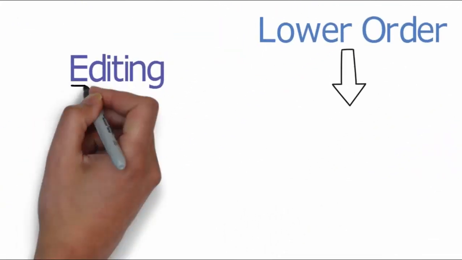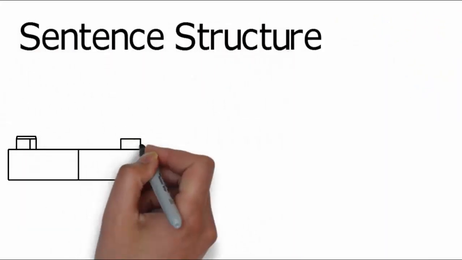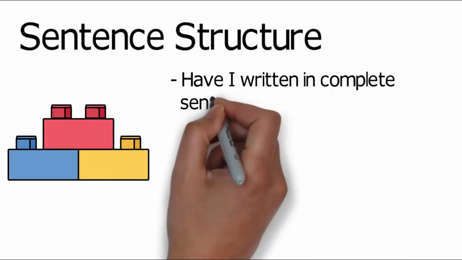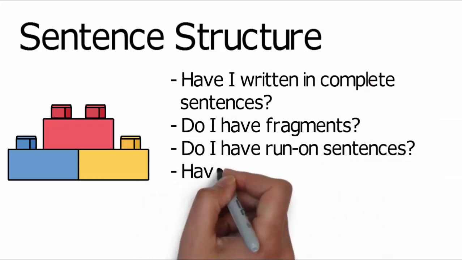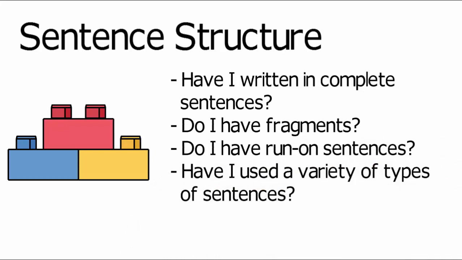Lower order concerns are often addressed in the editing phase. The first approach to the editing phase is to take a closer look at your sentence structure. Have you written incomplete sentences? Are there any fragments or run-on sentences? Have you used a variety of types of sentences? Does your sentence structure help to make your meaning clear?